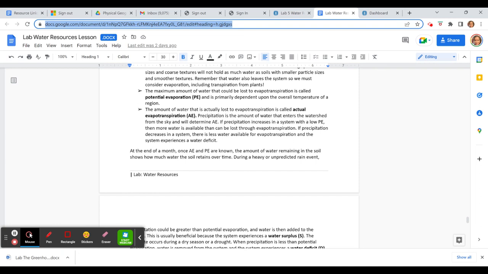We also have water that's lost to evapotranspiration. This means that precipitation is the amount of water that enters the watershed from the sky, and this will determine the actual evapotranspiration. If precipitation decreases in a system, there is less water available for evapotranspiration. Evapotranspiration is present when we have plants involved.